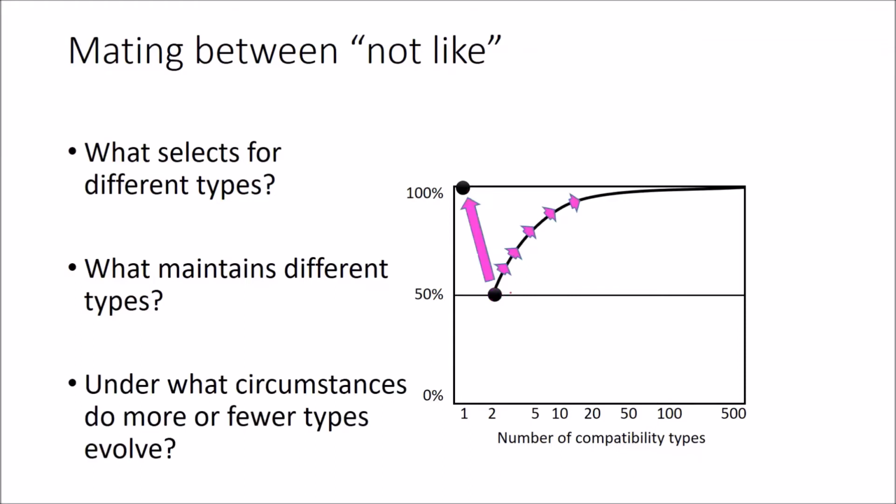And then the third question is, there are circumstances where this does happen. Under which circumstances do we get fewer or more different types?